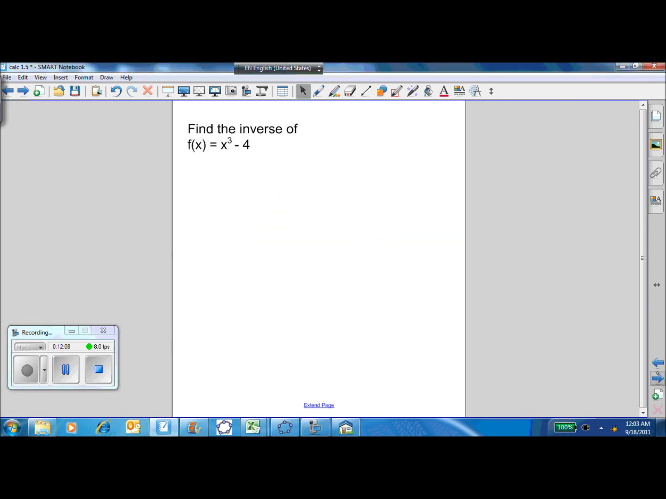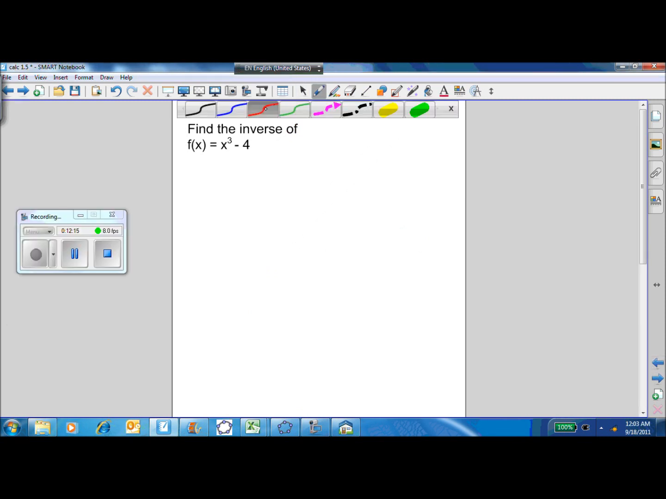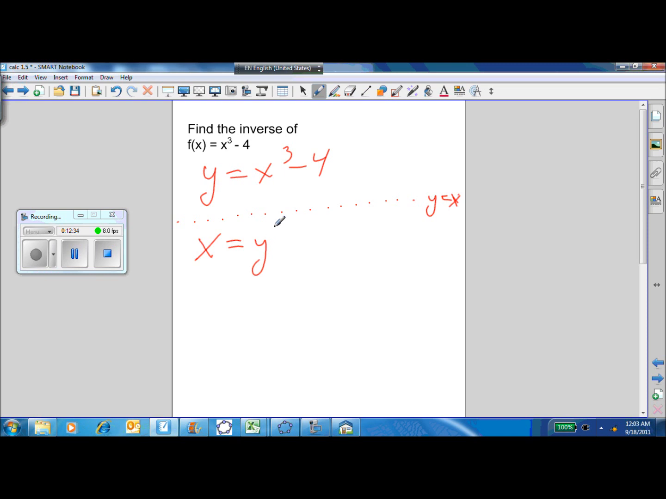Now let's take on the inverse of f(x) = x cubed minus 4. First, we start by writing y equals x cubed minus 4, and then we're ready to trip over an inverse line. I put this dashed line to represent the line y = x that we reflect over, so that you remember that you're not just making an equivalent equation here. This is a different equation. It is the inverse of the original function, because you've switched the roles of x and y.